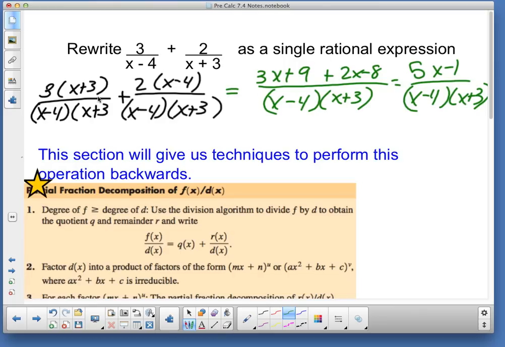What we're learning how to do is to undo that. So we're going to take that single rational expression to find the individual partial fractions. And this is how it's going to be done.